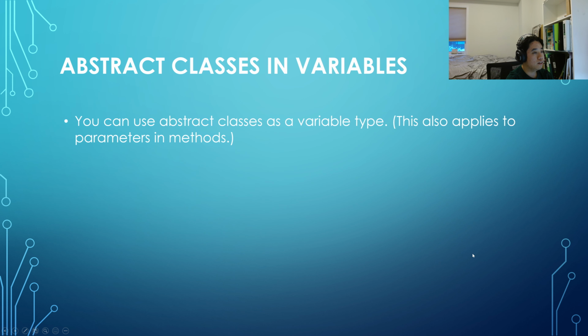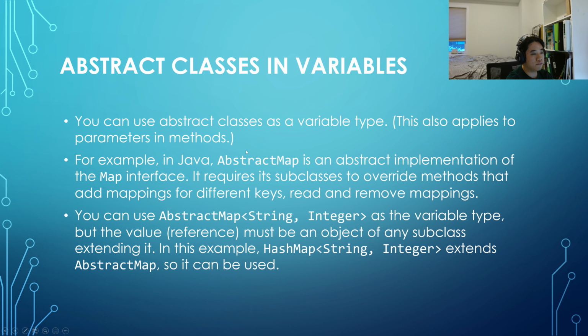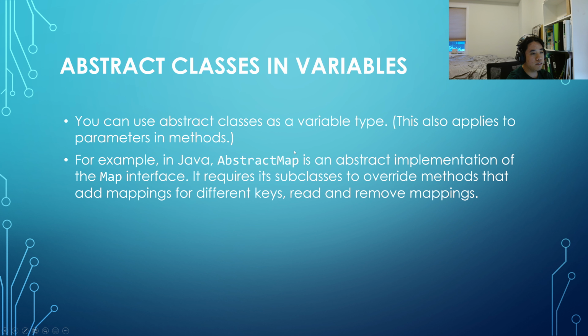Okay. We can also use abstract classes as a variable type, which means if you declare variables, you can just write the name of your abstract class as your data type, but then your value has to be a valid class or an object of the valid class that extends the abstract class.